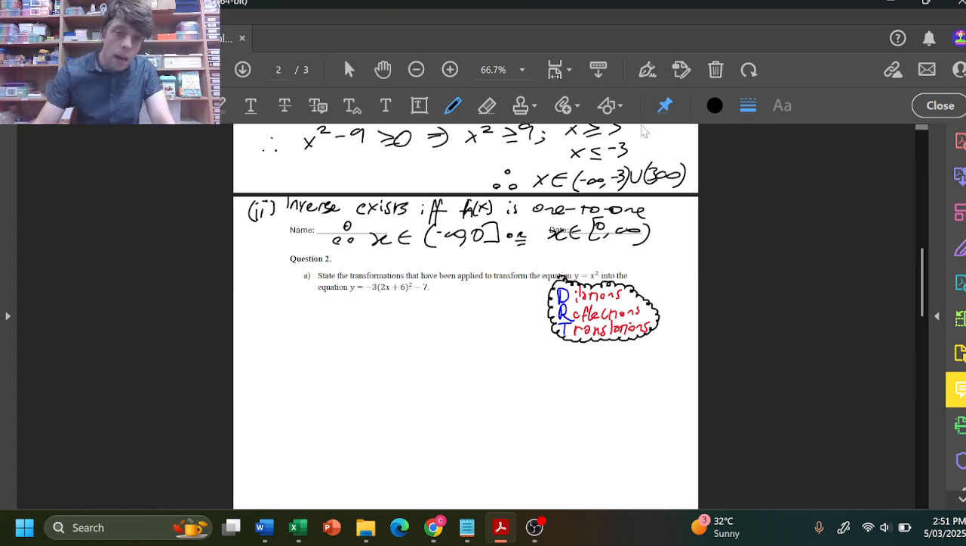Question 2, transformations. Now, what we're required to do here is state the transformations that have been applied to the equation y equals x squared to create this equation here. Now, this sort of transformation question can be very tricky. Whenever we're naming transformations, the first thing you probably want to do is get your function into standard form.